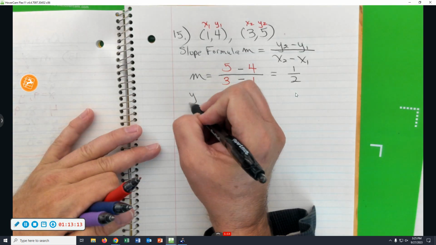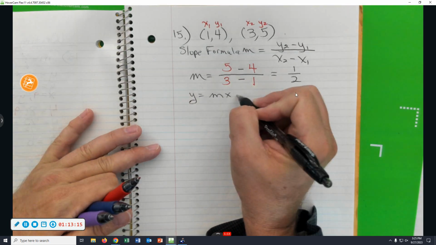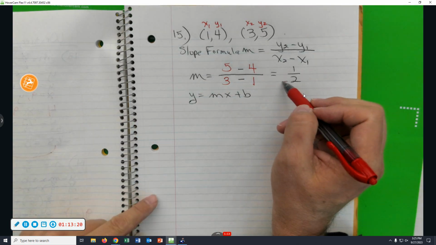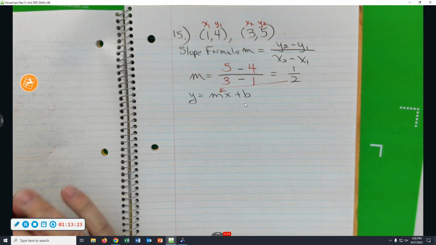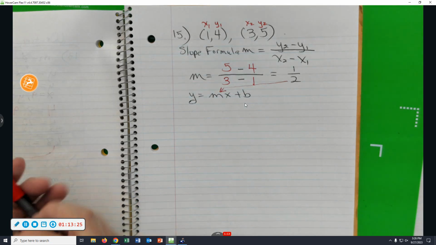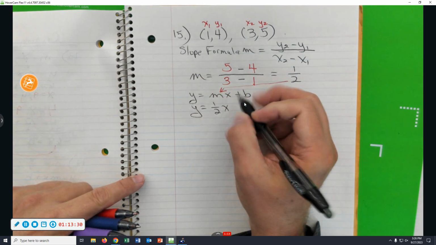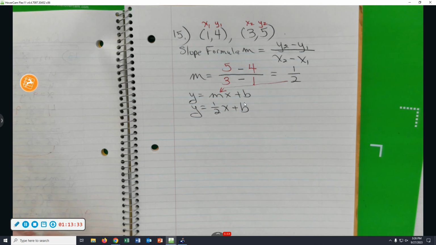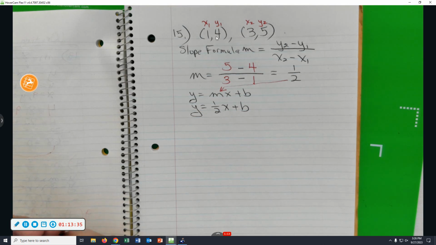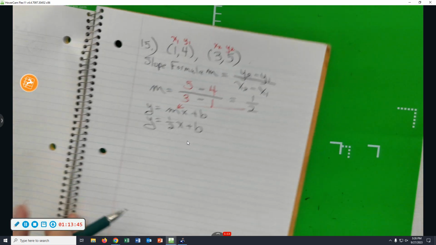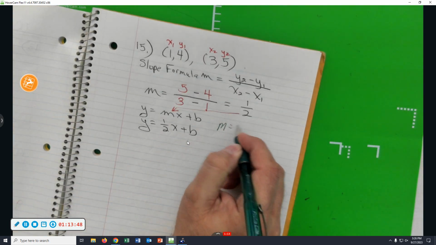So we know y equals mx plus b. That's what we're looking for. So I'm going to take that 1/2 and plug it in right there for m. Now, on number 14, we were given the slope and one ordered pair. At this point, we have 2 ordered pairs. We only need one of them. Choose one of those ordered pairs. You'll get the same answer.